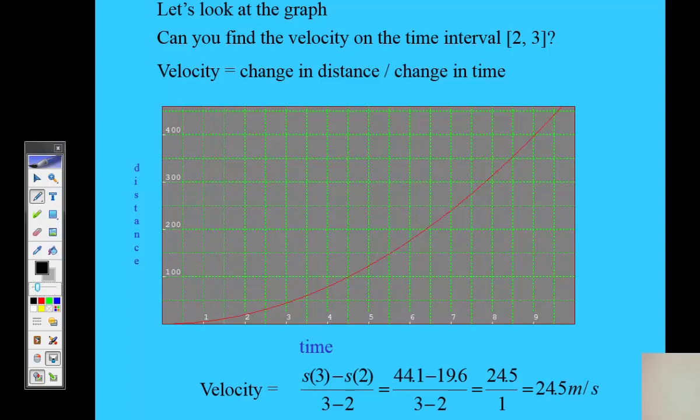And there's our calculation. There's our s of 3 minus s of 2 all over 3 minus 2. So we get 24.5 meters per second. That's the average velocity over that time interval.